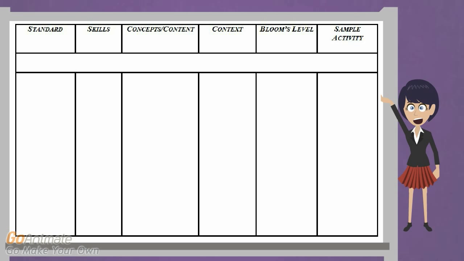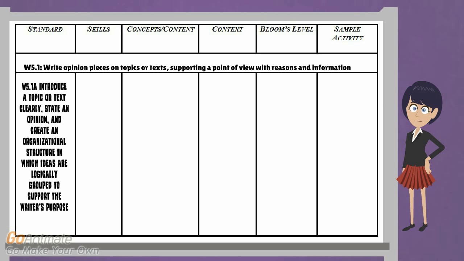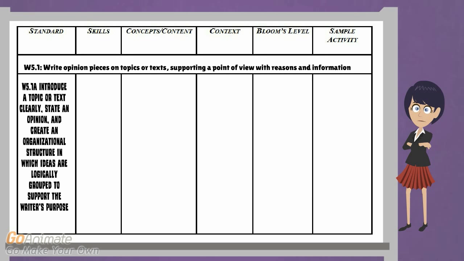I will begin with writing both the standard and the first benchmark in the first column on my chart. Okay. Let's see what's next. The next column asks me to identify the skills my students will need to meet the standard. What is it I want my students to be able to do?